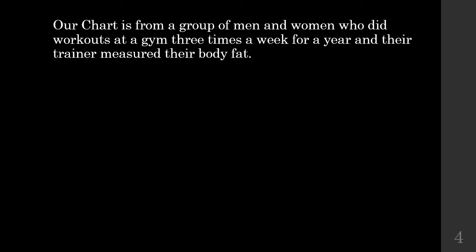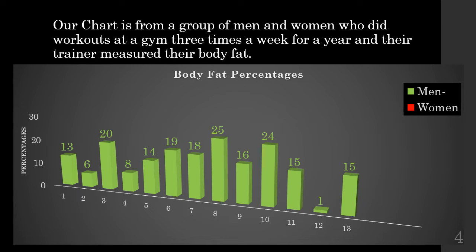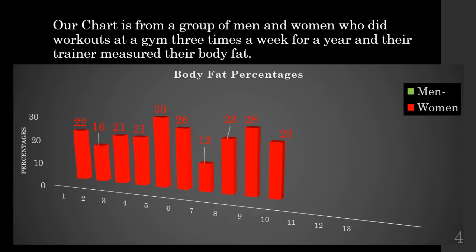Now we have a chart here from a group of men and women who did workouts at the gym 3 times a week for a year, and the trainer measured their body fat percentages. So we have the category of the men, the one in green, and the category of women is the one in red. And notice we have overlap with the green one, the men's category. Now we're going to take the percentages and find the measures of dispersion of the percentages. So we're going to start first with the women. We're going to take the numbers 22, 16, 21, 21, 30, 26, 12, 23, 28, 23, and we're going to find the measures of dispersion.